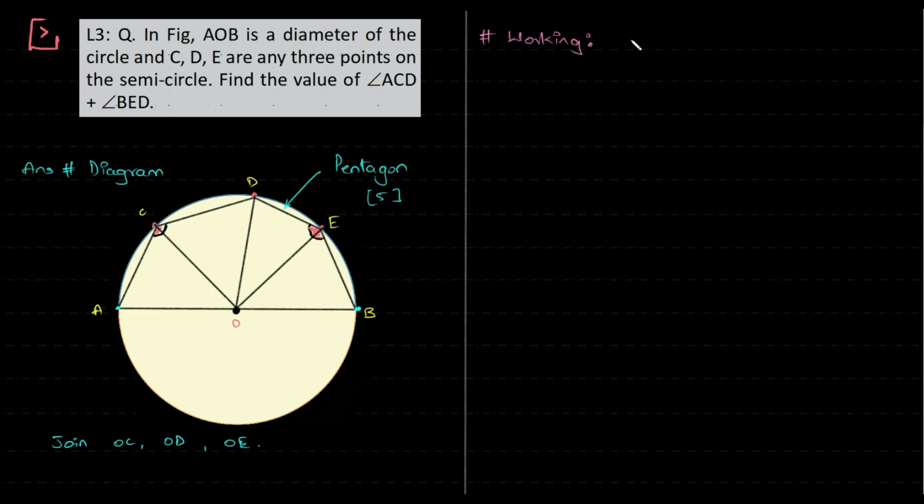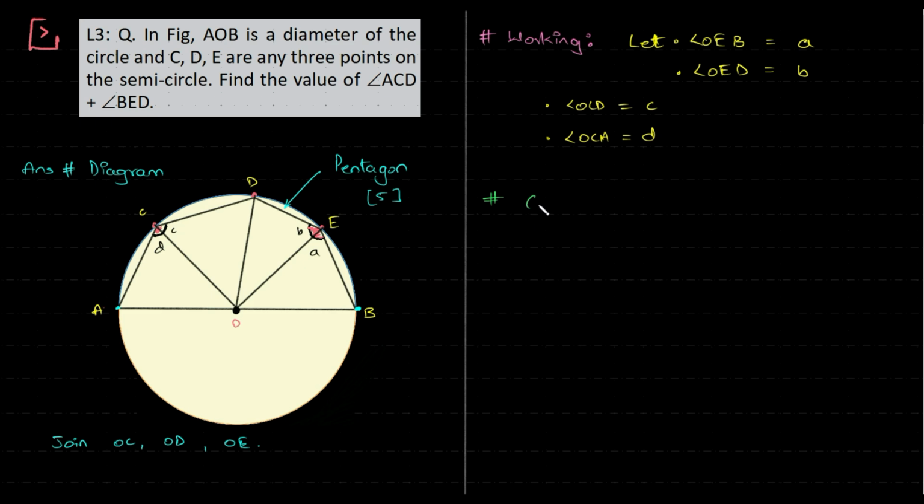Next clue is, let angle OEB be equal to A. I'm calling this A, then I'll call this B, then this C, and this D. So now you should think about what to do after this. By the time I write all of this, think. Did you think what to do?